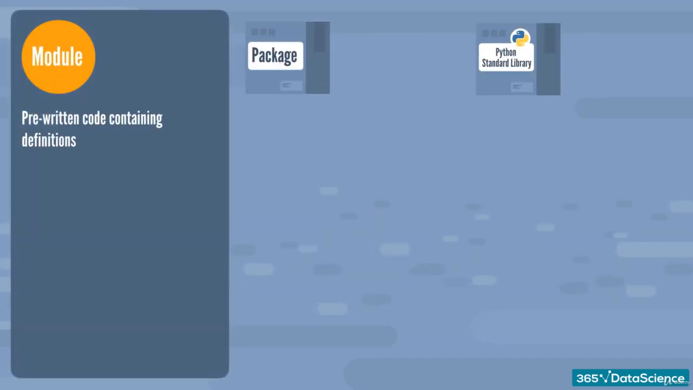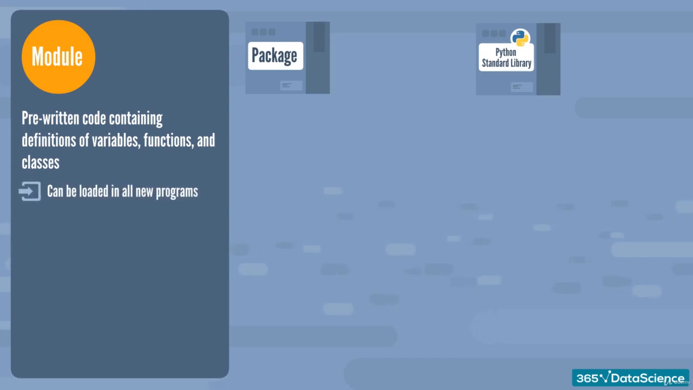A module is a pre-written code containing definitions of variables, functions, and classes. Its charm lies in the fact it can be loaded in all new programs, and we don't need to rewrite the code manually at the beginning of a new program. It will suffice for us to just import this module.